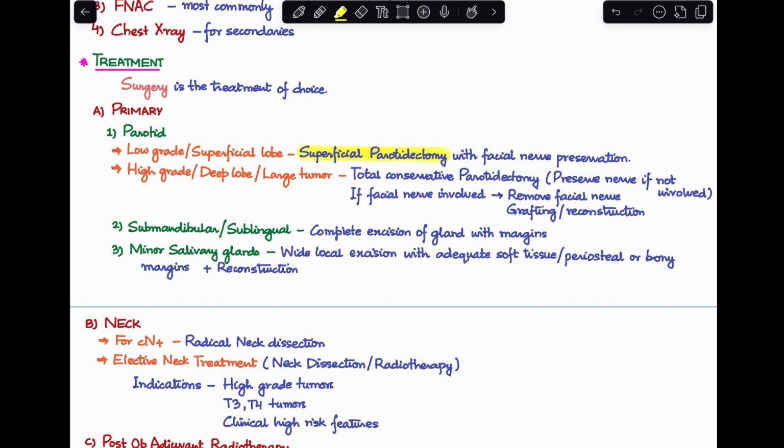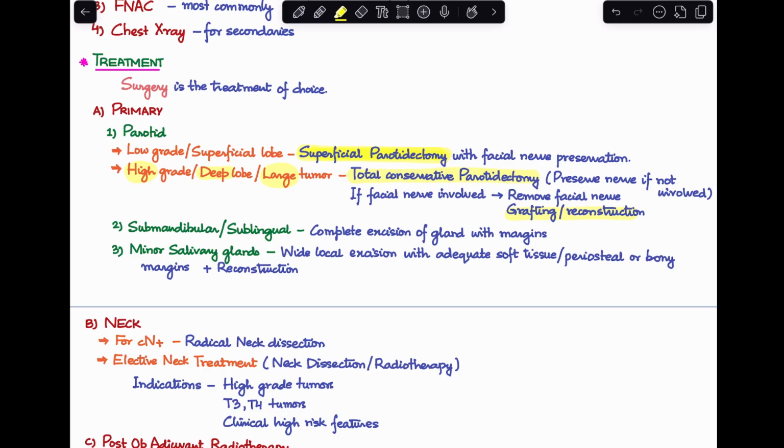But if the tumor is involving the deep lobe, or it is high grade, or the tumor is very large, that is more than 4 to 5 centimeter, in that case, we'll perform a total conservative parotidectomy. We'll try to preserve the facial nerve if it is not involved. But in case the facial nerve does get involved, we will remove the facial nerve and perform a grafting or reconstruction of the facial nerve. So that is treatment of the parotid tumor.